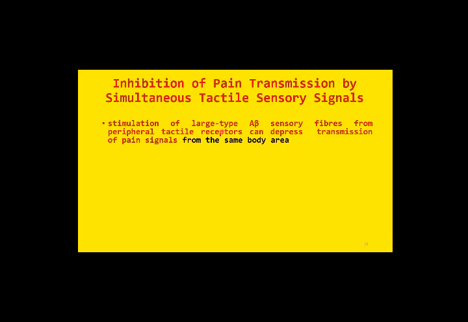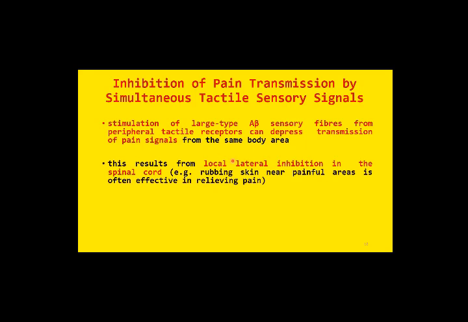Stimulation of large A beta fibers, which are the tactile receptors, can depress the transmission of pain signals from the same area of the body. Such inhibition is known as the local lateral inhibition of the spinal cord. For example, you must have observed that rubbing skin near the injured painful site is usually effective in relieving pain. Why does rubbing relieve pain? Because stimulation of the tactile receptors inhibits the pain signals.